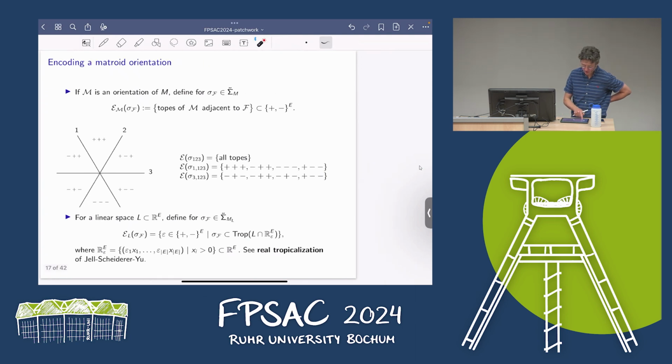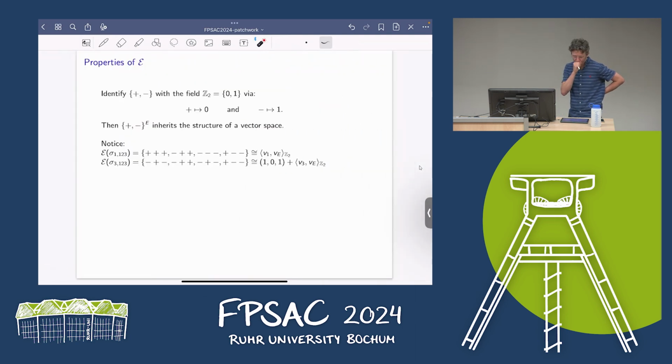field, sorry. But under the following identification, where we think of plus as being 0 and minus as being 1, then we can make plus minus into a field, the field of 2 elements, binary field. I've chosen Z mod 2 instead of F2 just because people in real algebraic geometry use Z mod 2, or think F2. Okay, so then this plus minus to the E inherits the structure of a vector space.